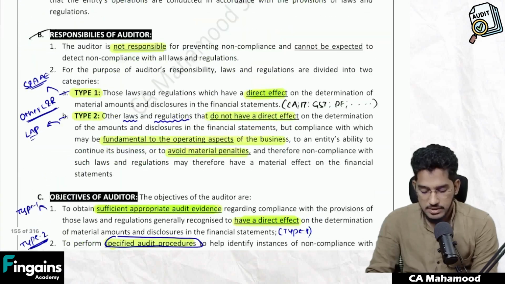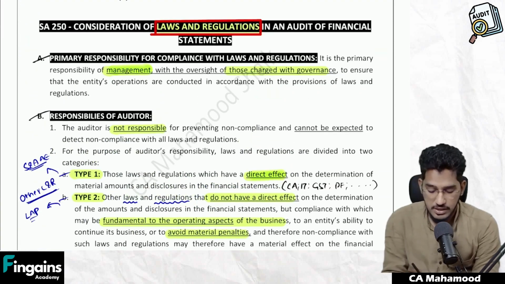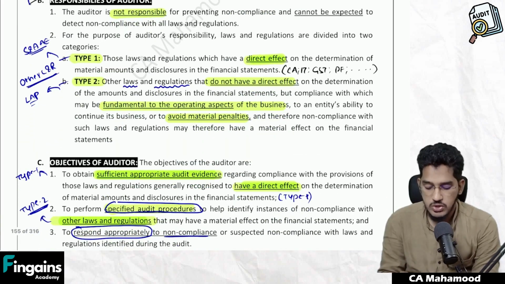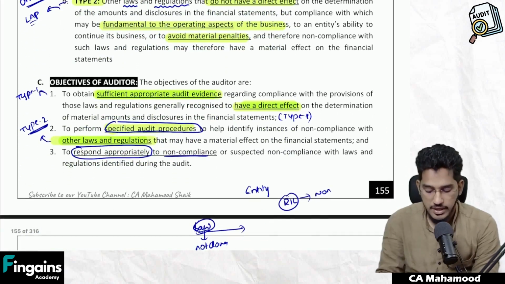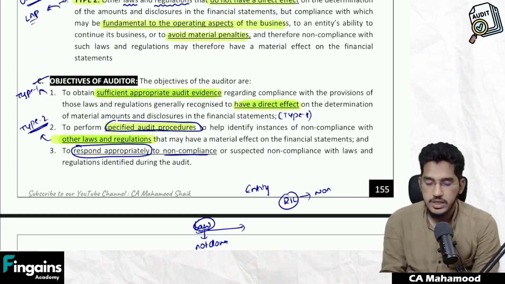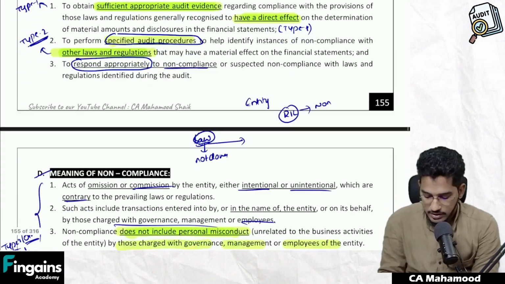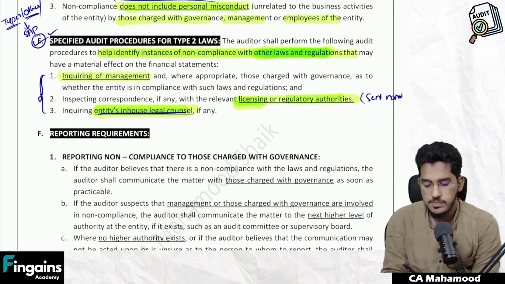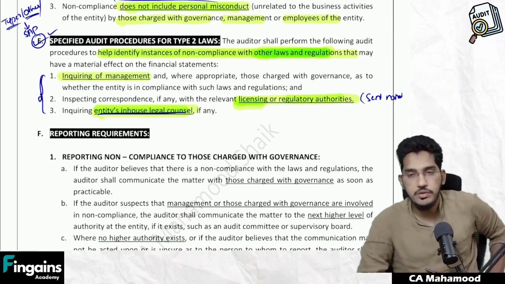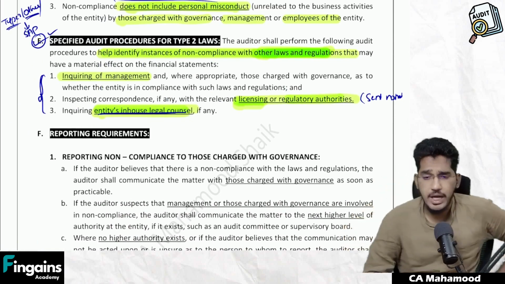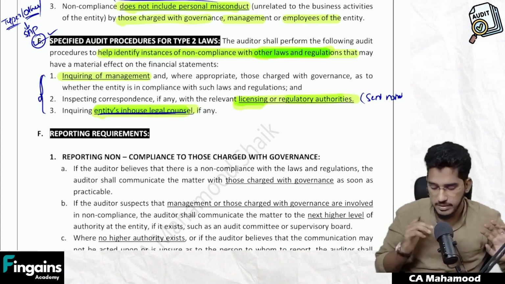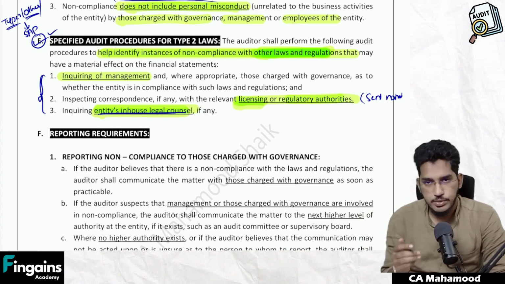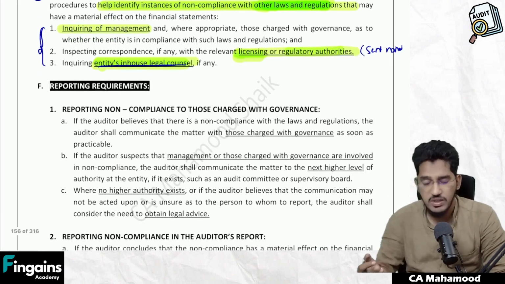Guys, till now what we have discussed? First we have understood who is primarily responsible. Then we understood for auditors' responsibilities, the laws and regulations are divided into two categories. What are the objectives of the auditor as per the standard? Then we understood what is the meaning of non-compliance, and also what specified audit procedures are required to be performed when it comes to type 2 laws and regulations. Comfortable everybody?